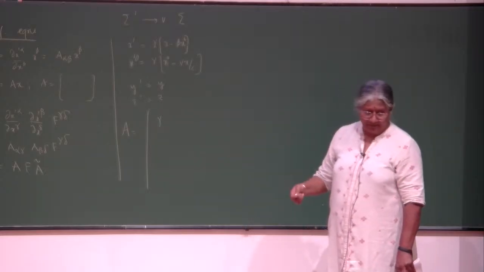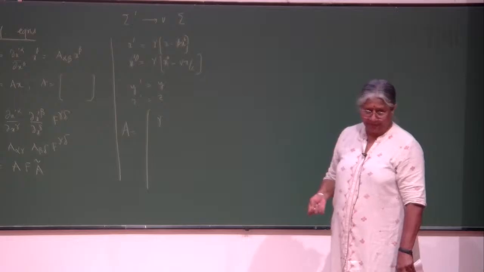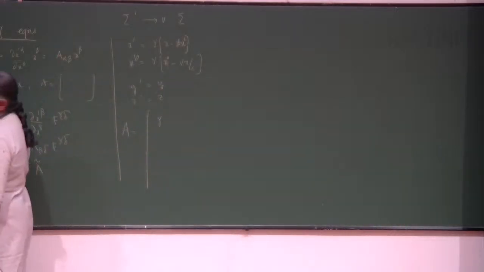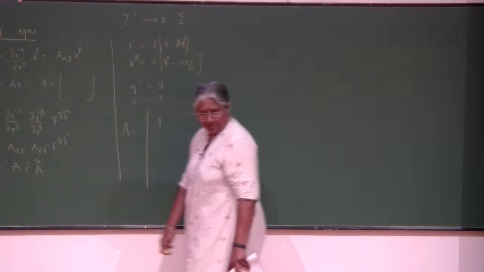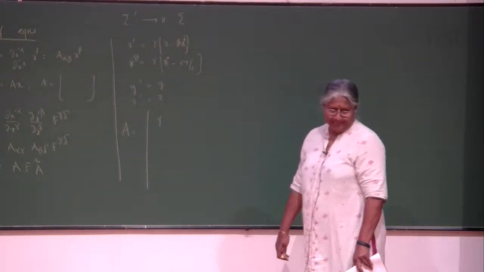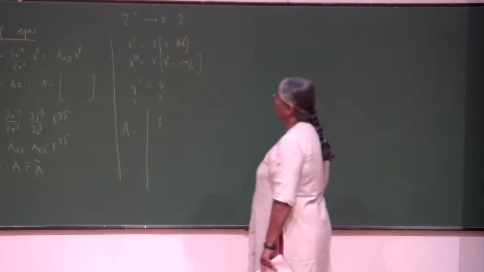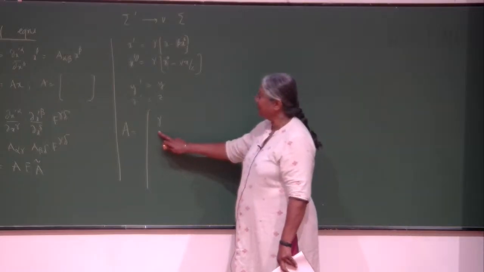I have just rewritten, instead of t prime, I have written Ct prime, because our components now are x naught, x1, x2, x3, right? Or be like me and set c equal to 1 and don't stress over it, but I think this is correct, okay? So this is gamma, so this is A00.